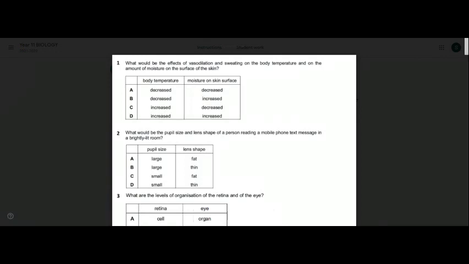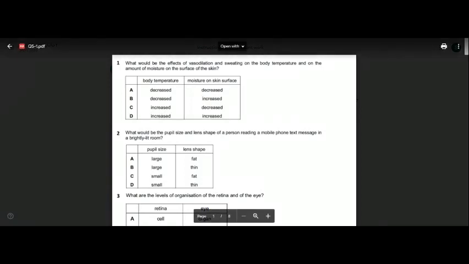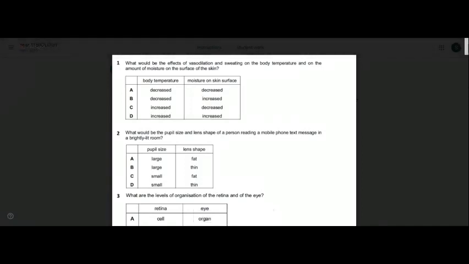Moisture on the surface of the skin decreases or increases. So if you are sweating more, more water is coming out of your skin and lying on your skin. So what does that mean? Your skin surface becomes more moist, more humid, wet. So the moisture should increase. So the answer should be B.